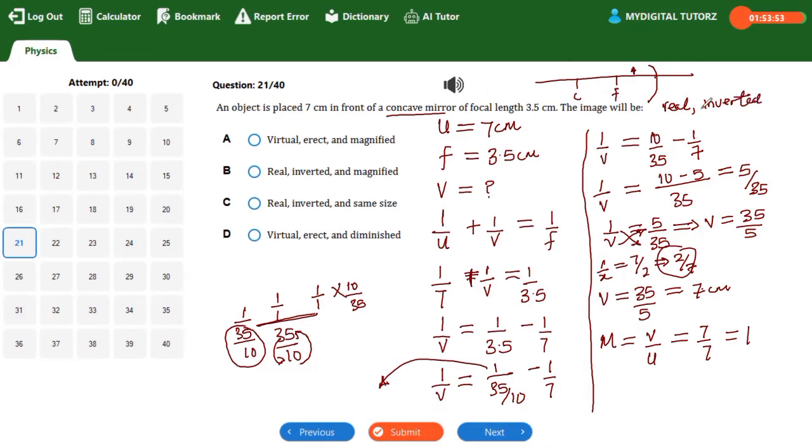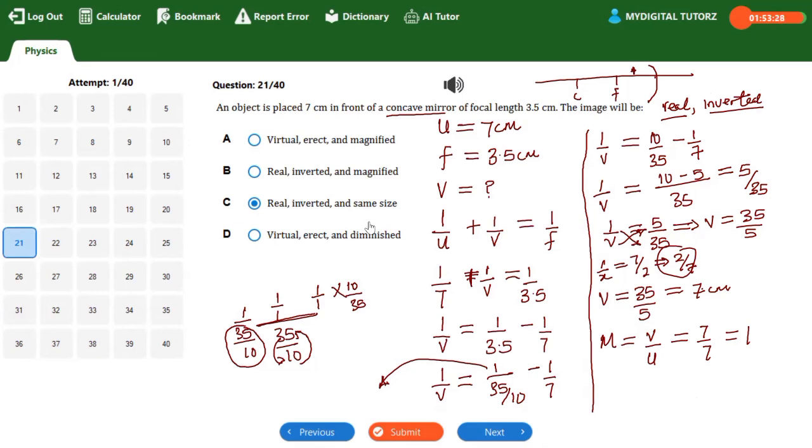So then it can be diminished, it can be the same size, it can be magnified. So from what you have gotten here, you already know that it's going to be real and it's going to be what? Inverted. Therefore, since it is this, it shows that it's the same size as the what? As the object. So therefore, the correct option here is option C. Real, inverted, and same size.